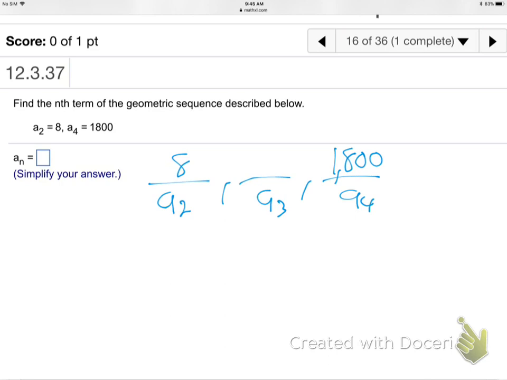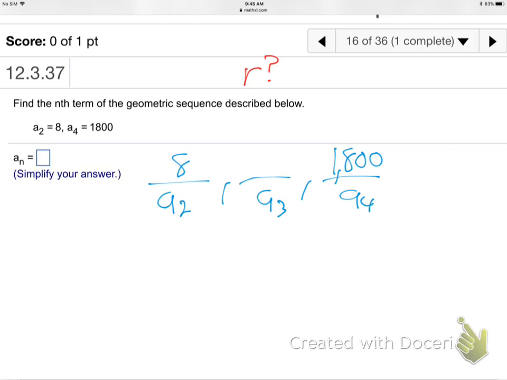So what do you think? How can we figure that out? Any ideas? It's kind of weird they're giving me a gap like that. Just A2 and A4. Any idea? How can we find R? What can we do?